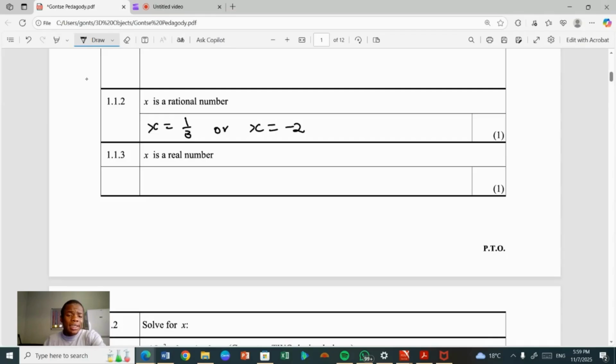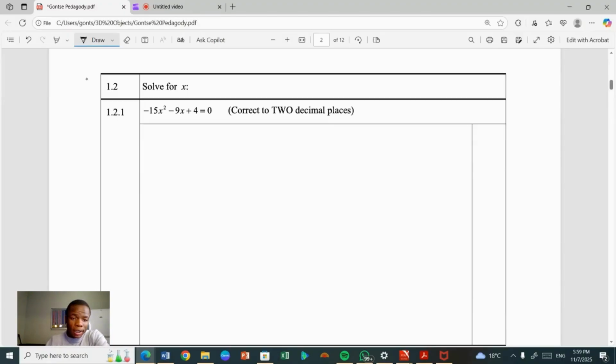Then they said x is a real number. What is a real number? Real numbers are numbers from negative infinity to positive infinity. So here it's x is equal to 1 over 3, or x is equal to plus or minus square root of 3, or x is equal to negative 2. So for 1.2 they said solve for x, right?